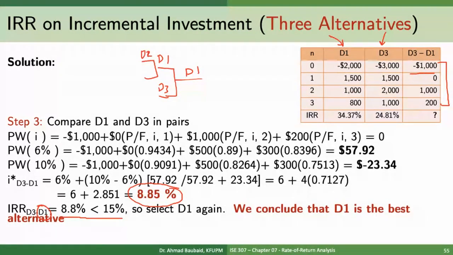Right, and then here I had D1, D2. Okay, so D1 is my final choice. And that's how we do it if you had 3 alternatives.